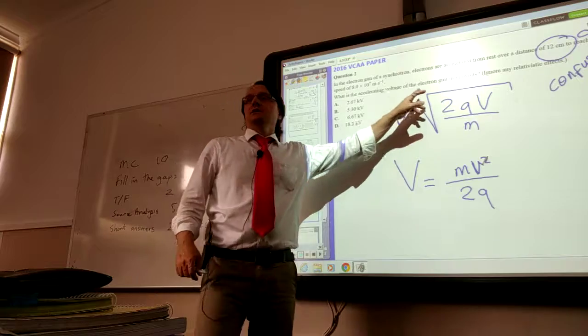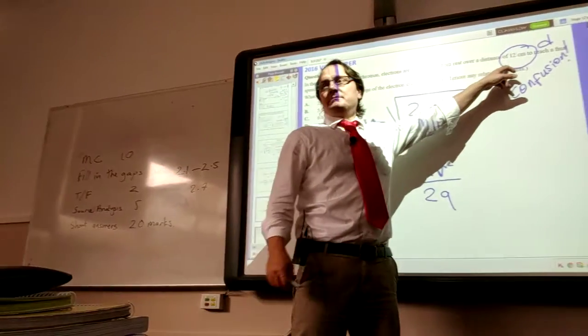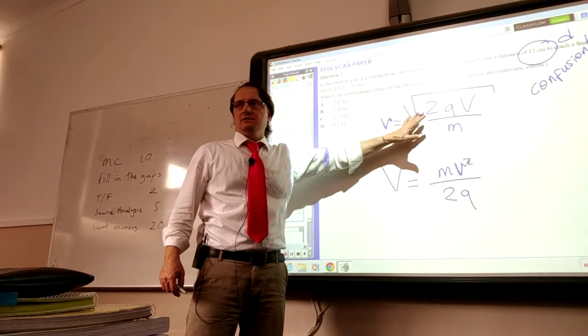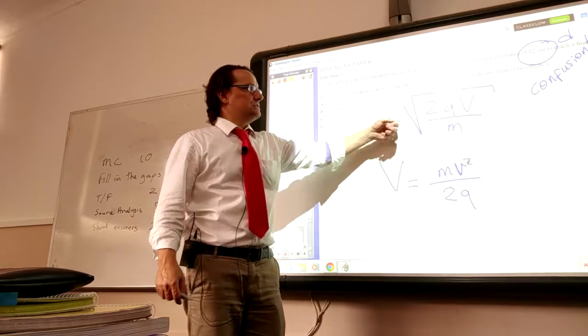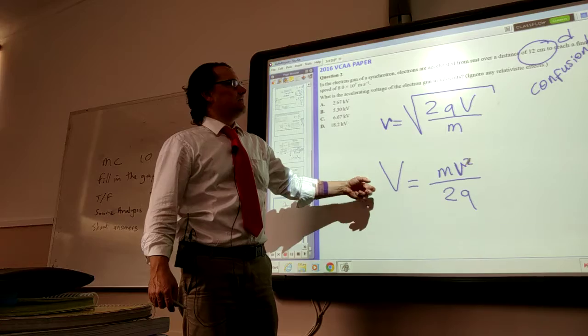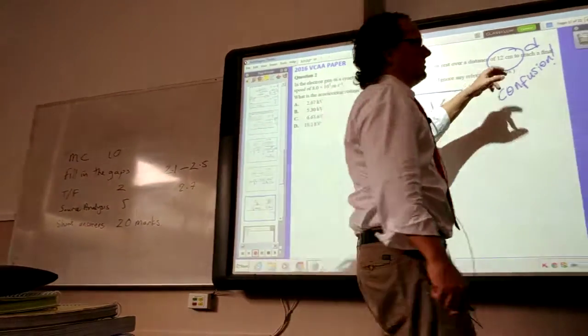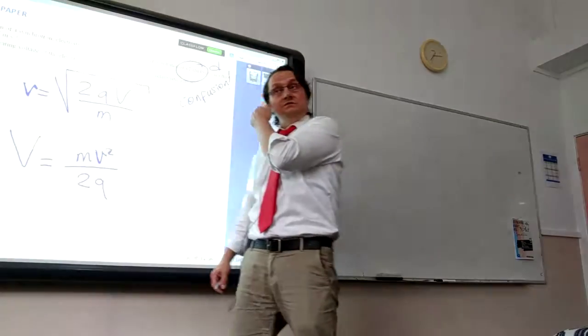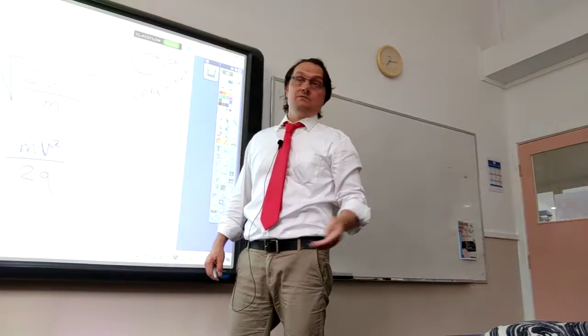Alright, girls. You see, the 12 centimeter is provided as a confusion. You don't need that. This is the formula to find the velocity. It says ignore any relativistic effects. Hopefully, when we start talking about special relativity, we won't be ignoring that.